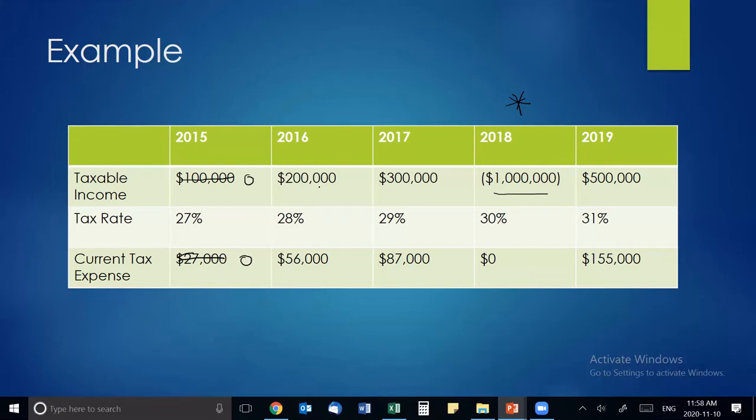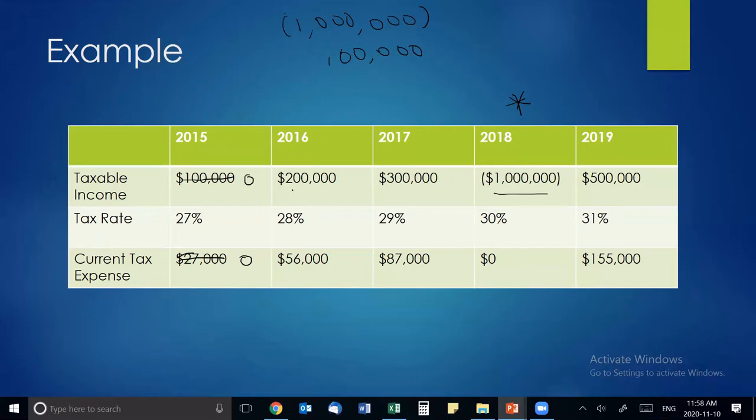Let's do the same thing for 2016. So if we have a $1 million loss available, now we've used up 100,000 from 2015, we still have $900,000 left. So let's see if we can use that in 2016.